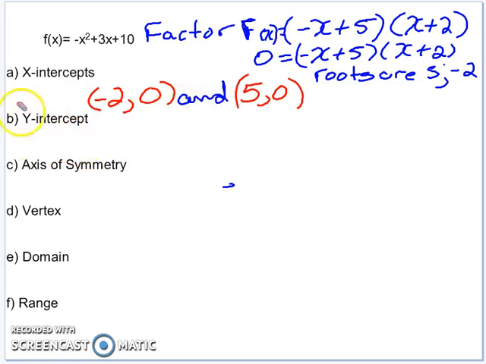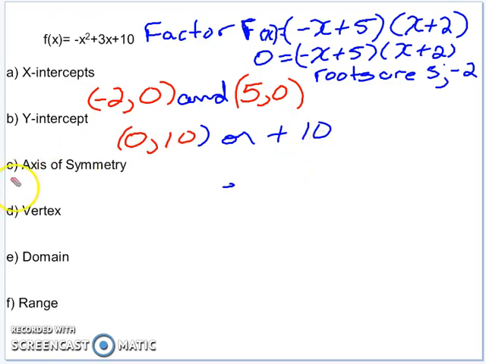The second step is to find the y-intercept. This is considerably easier than the previous step. All I have to do is go to my equation, find the c value, which is 10, and then I can say that the y-intercept is at the point 0 and 10, or is positive 10.